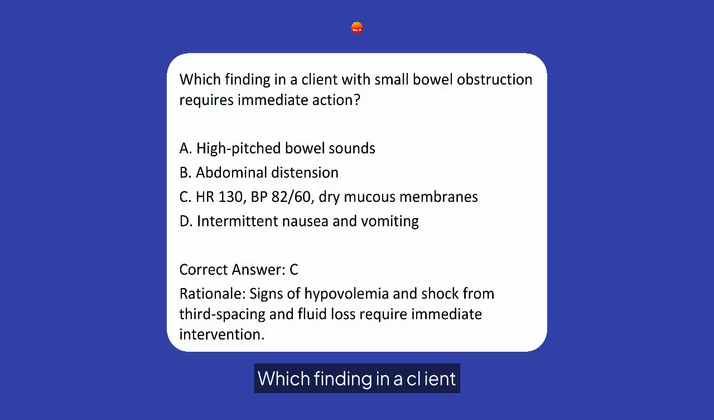Which finding in a client with small bowel obstruction requires immediate action? The correct answer is C. HR 130, BP 82/60, dry mucous membranes. Rationale: signs of hypovolemia and shock from third spacing and fluid loss require immediate intervention.